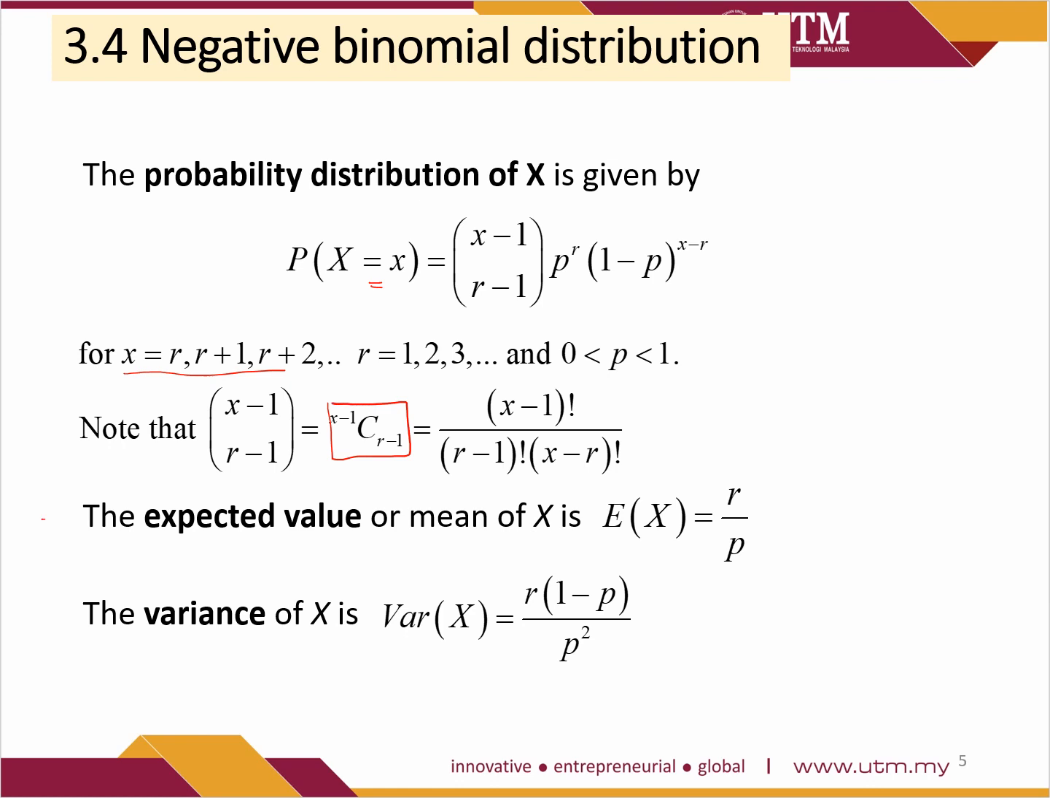For the negative binomial, the expected value or mean of X is given as r over p. And the variance of X is r times 1 minus p, divided by p squared. So these are the formulas that you need to know.